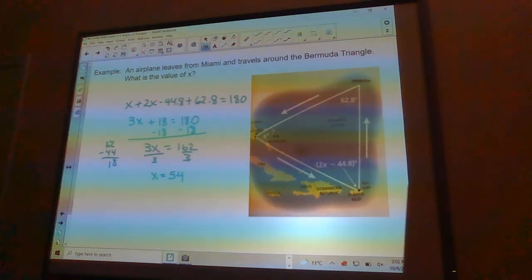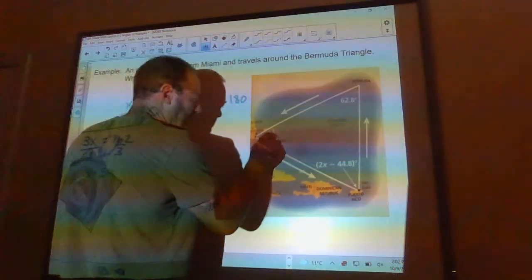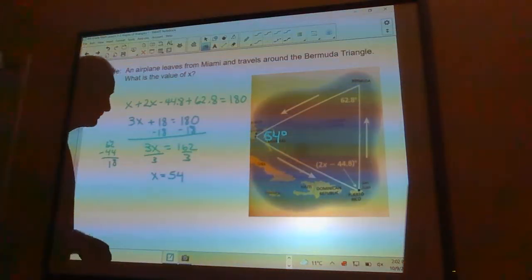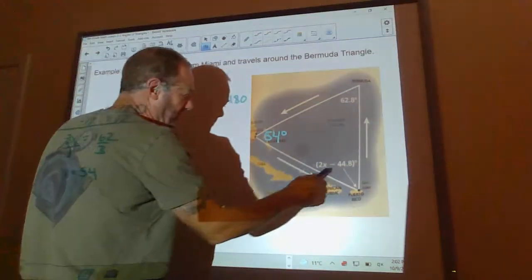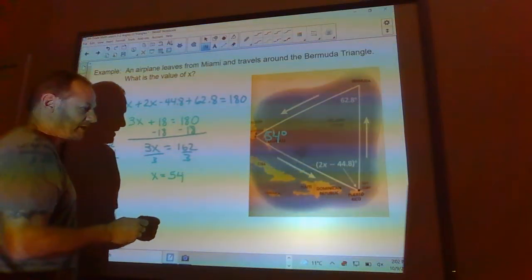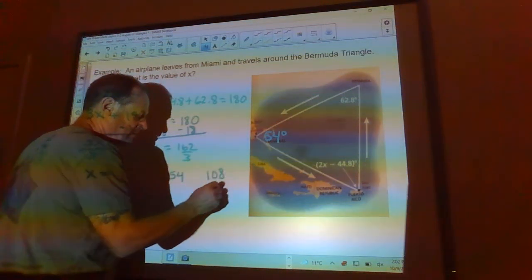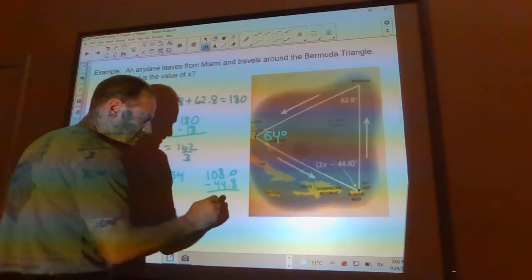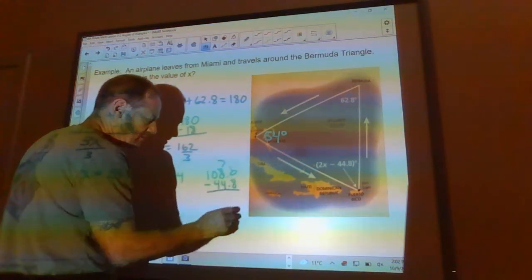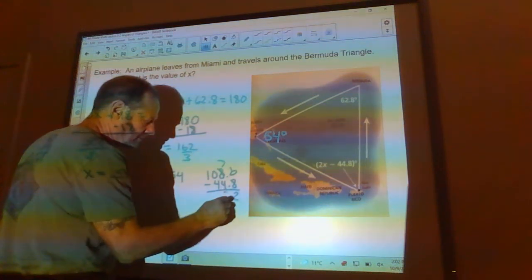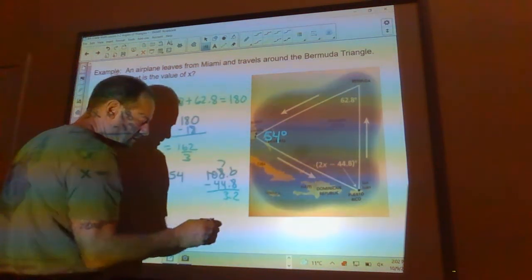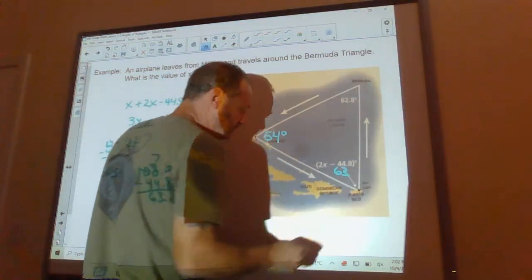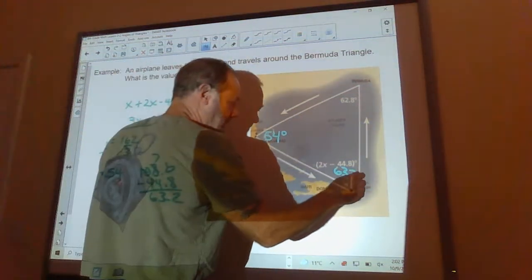x is 54 degrees. So I know that this angle right here is 54 degrees. I can figure out this angle if I want to. That's going to be 2 times 54, which would be 108, minus 44.8. So this would be 63.2 degrees.